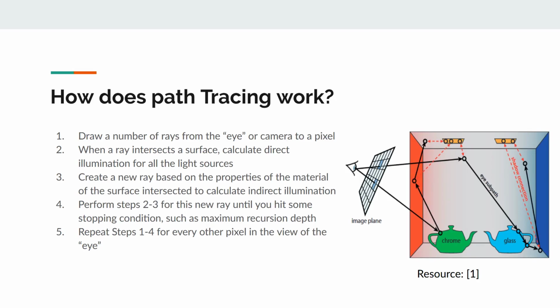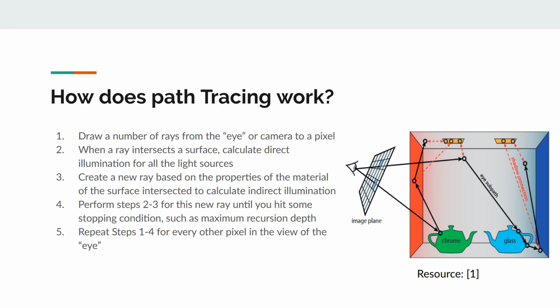How does path tracing work? Well, we start by drawing a number of rays from the eye or the camera of the scene to a random pixel. Then, when the ray hits that pixel and intersects the surface, we calculate the direct illumination for that pixel based on all the light sources. After we've done that, we create a new ray based on the properties of the material of the surface that we hit. Maybe it's a rock and it's not very reflective. Maybe it's a mirror and it's super reflective, to calculate the indirect illumination.